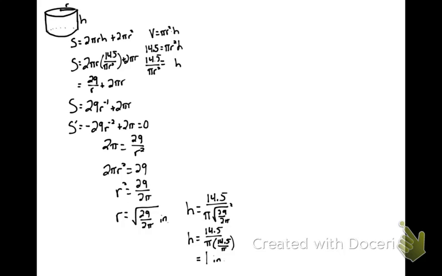So we want to have a can whose radius is the square root of 29 over 2 pi inches, and whose height is exactly 1 inch. This will minimize the surface area, minimize the cost of actually making the can. There's our optimization problems.